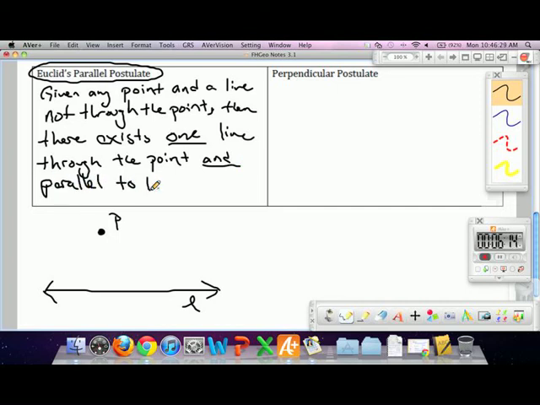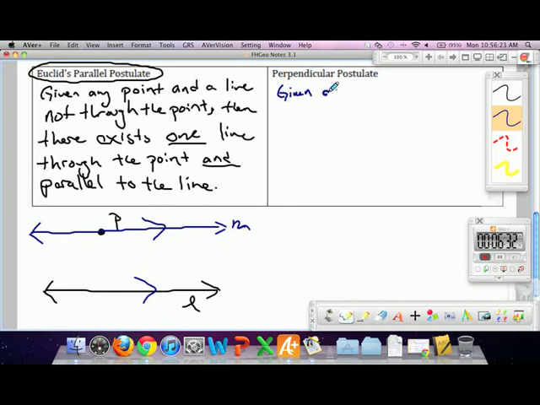Anyways, the perpendicular postulate is word for word the same as the parallel postulate, only you replace the word parallel with perpendicular. It says, given any point and a line not through the point.